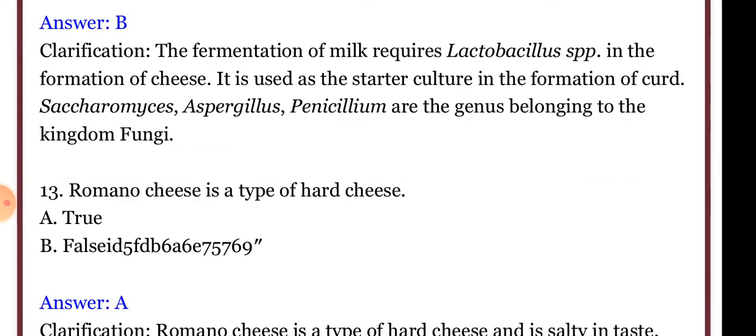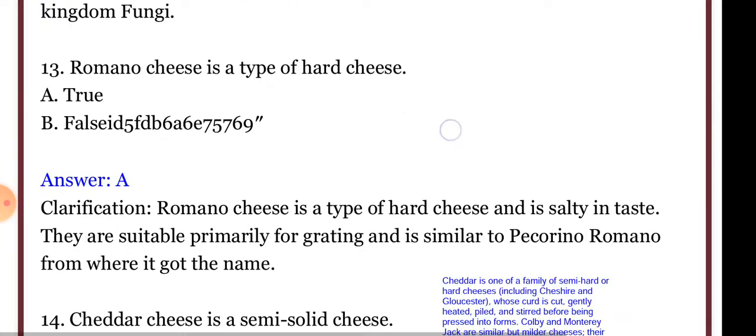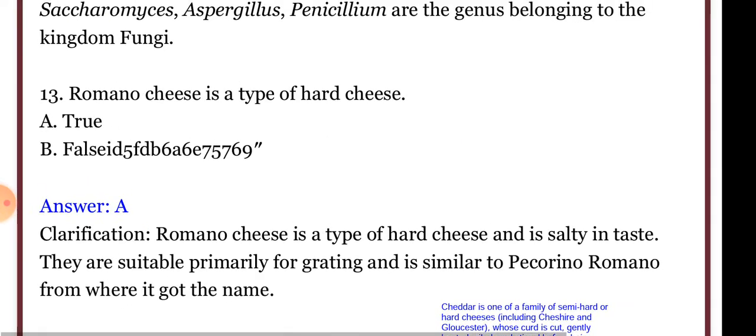Romano cheese is a type of hard cheese. It is true. Romano cheese is a type of hard cheese and is salty in taste, so it will have less whey protein. They are suitable primarily for grating and similar to Pecorino Romano, from where it has got its name as Romano cheese, the hard cheese.